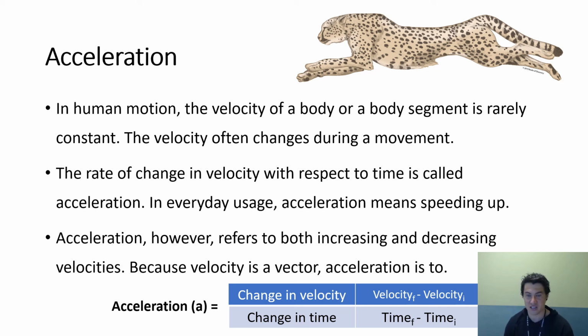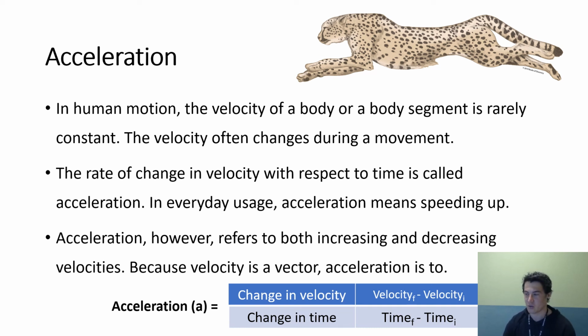In everyday usage, acceleration means to go faster or to speed up. But acceleration, because it's a vector quantity, refers to both increasing and decreasing velocities. So a positive acceleration is getting faster, a negative acceleration is slowing down. In terms of the human body, getting faster involves a lot of concentric contraction to generate force. Slowing down involves a lot of eccentric force production. So changing direction is a lot of concentric and eccentric force.